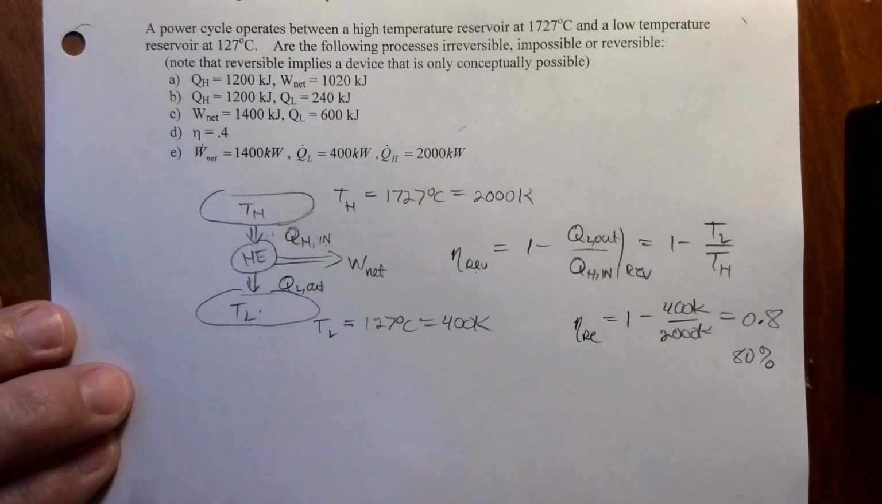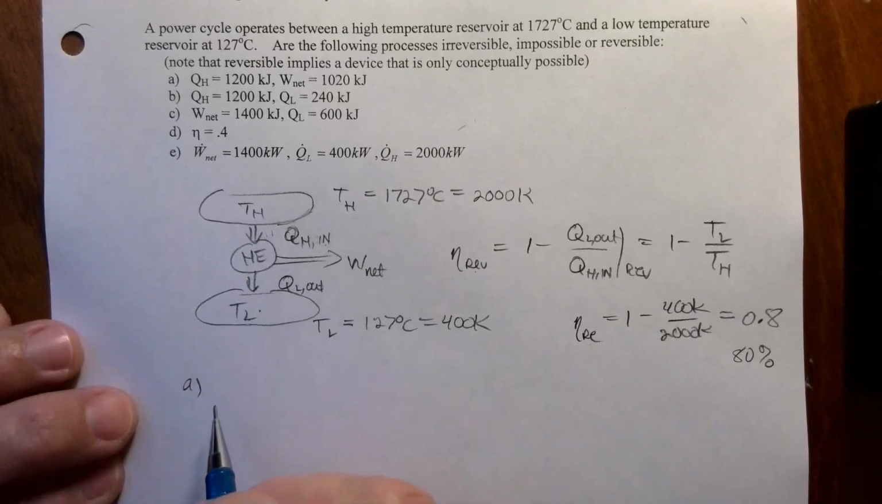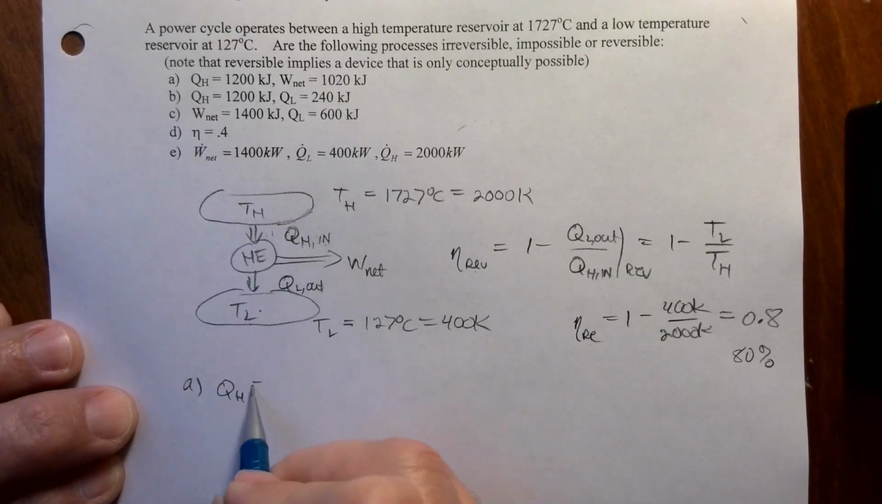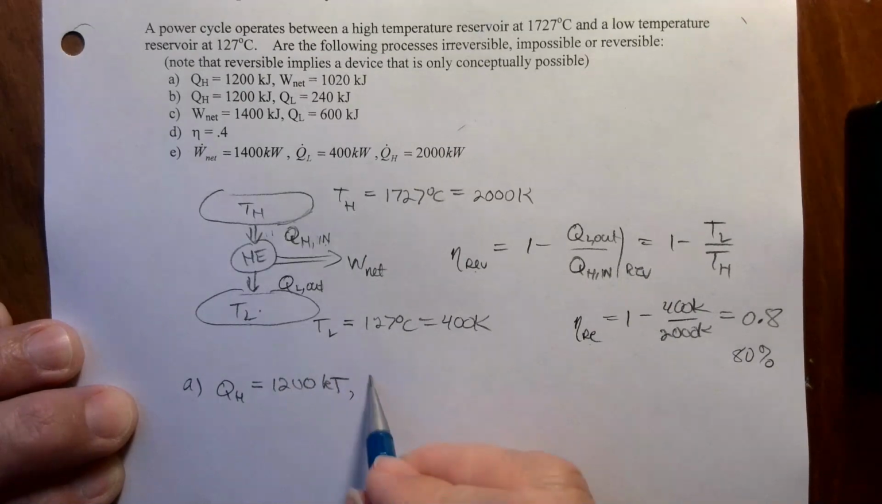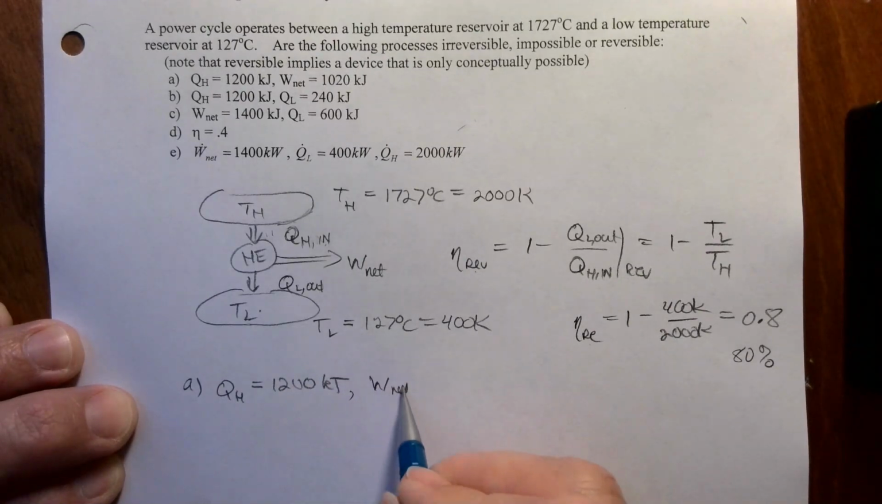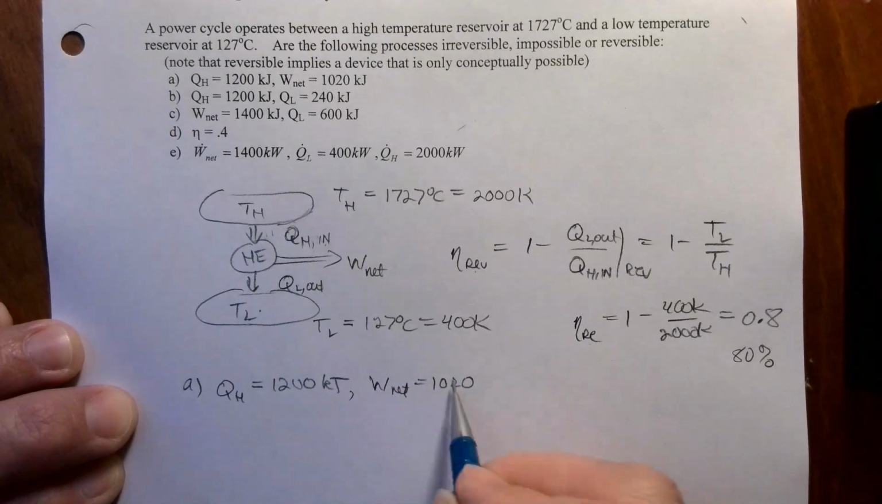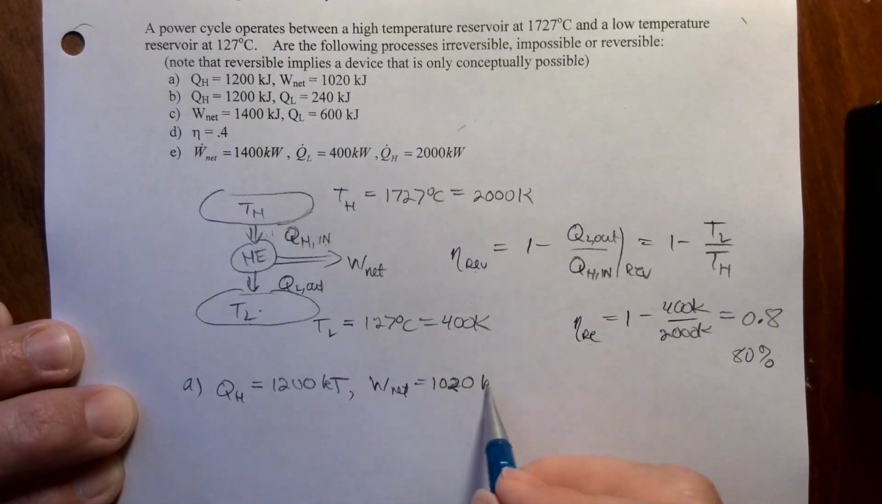Okay, so let's consider A. In part A, we say the heat transfer is equal to 1200 kilojoules while we're producing work at 1020 kilojoules.